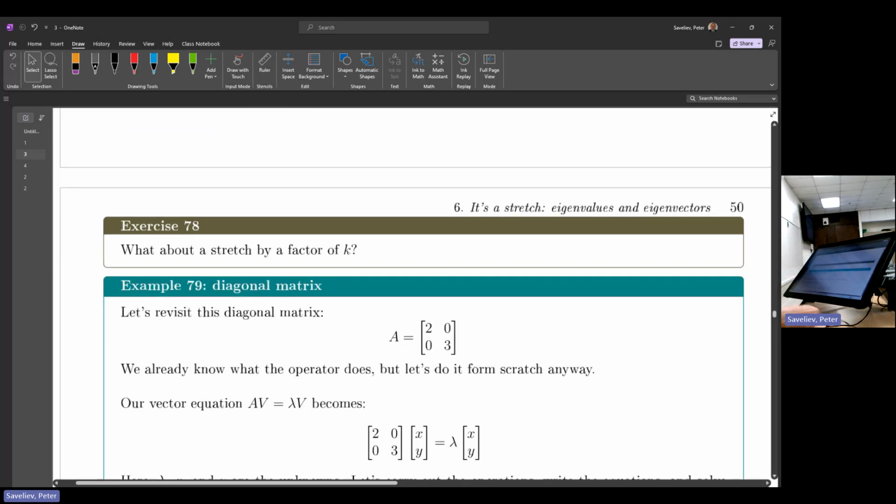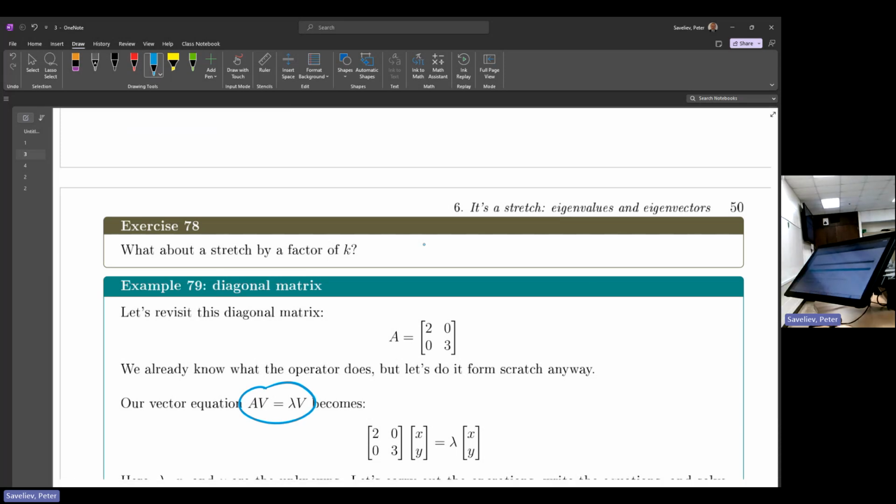Okay, so we write our equation. That's our definition of an eigenvector. And so we're looking for 3 things at the same time. We're looking for V, 2 numbers, and lambda, the 3rd number. So we're looking for 3 numbers for one single equation.